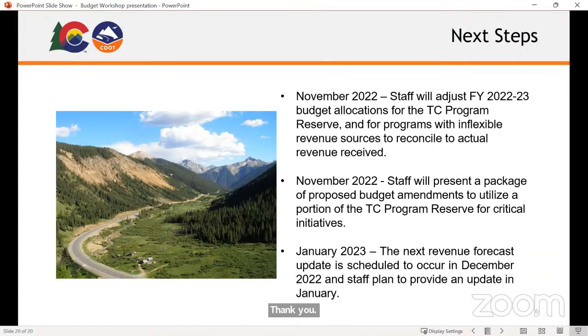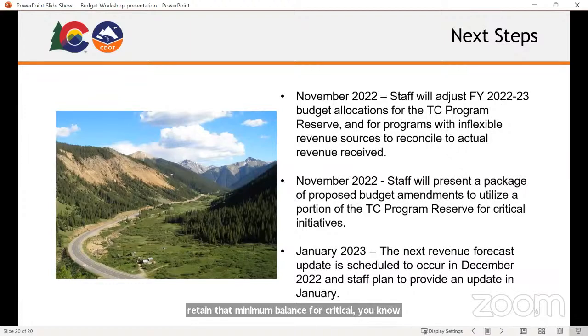November, staff will adjust budget allocations for the TC program reserve. So that reconciliation I just showed you will make those adjustments, move those funds around to true up all of our revenues for the prior fiscal year. And then we will come back and talk to you about that program reserve balance, present a package of proposed amendments to utilize a portion of it, and then retain that minimum balance for critical things that may come up.